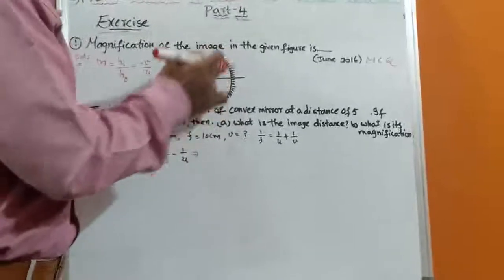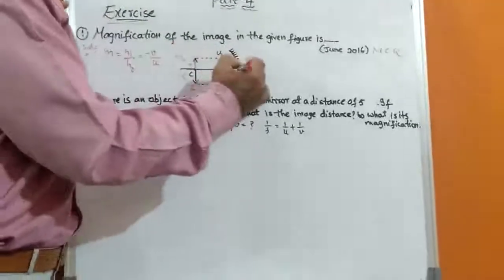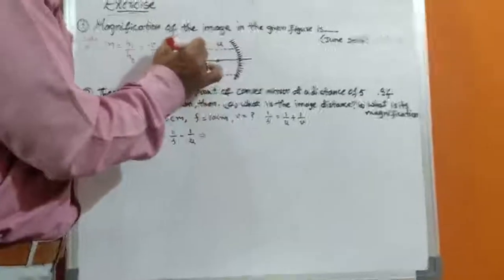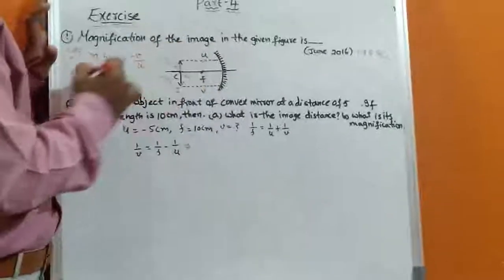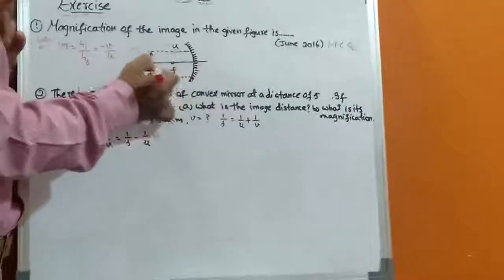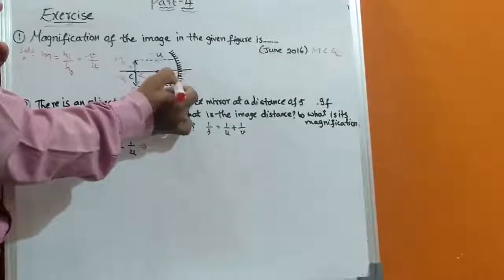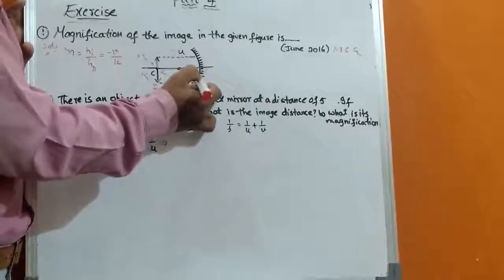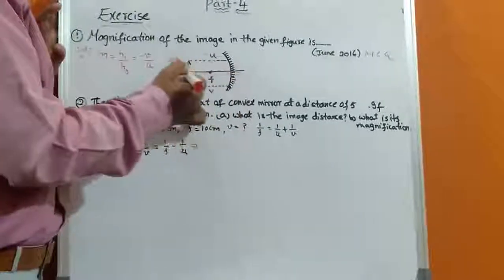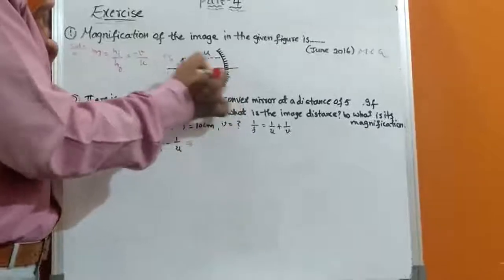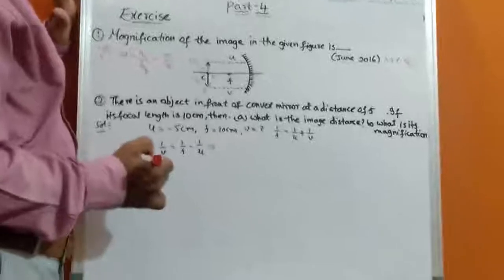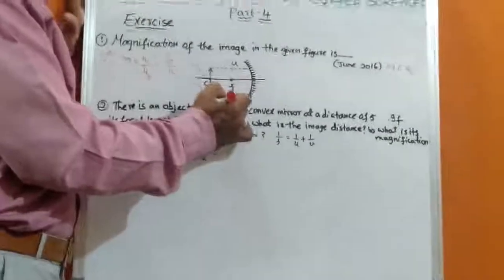This is a concave mirror, so all distances are measured from the pole. In this direction we measure the distance, and the incident direction is opposite, so we get U as minus U. And V, the distance between the pole and the image, is the image distance. The image is measured in this direction, the same direction, so this is positive, plus V only.